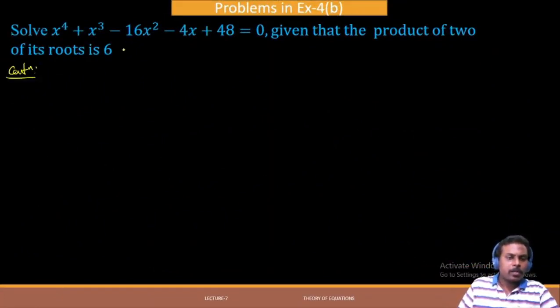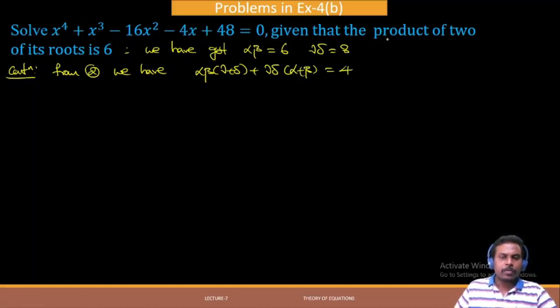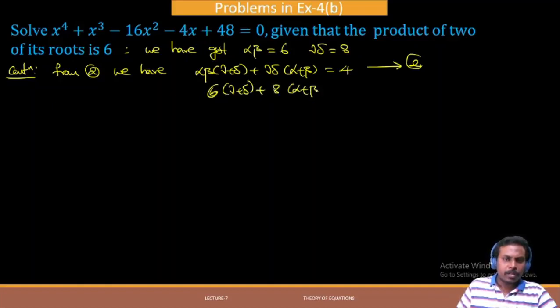So continuation. We have got alpha beta is equal to 6 and gamma delta is equal to 8. From equation 2 we have alpha beta into gamma plus delta plus gamma delta into alpha plus beta is equal to 4. Now let us substitute alpha beta and gamma delta in equation 2. So this is 6 into gamma plus delta plus 8 into alpha plus beta, that is equal to 4.